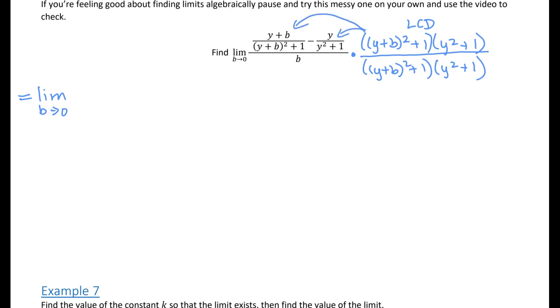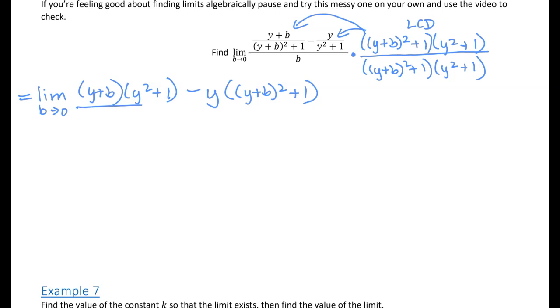When we multiply that first fraction, oh, if I haven't said so, this is algebra we've already been doing in the last couple of sections. So pause and try this one and then come back and see how you do with the algebra challenge. Okay, so as we multiply the first fraction, the y plus b squared plus 1, this entire factor right here, cancels out. We're left with the y plus b from the numerator, and we're left with the y squared plus 1 from the LCD. When we multiply the second fraction, the y squared plus 1 cancels, but we still have the minus, we still have the y from the numerator, and we still have the y plus b squared plus 1 from the LCD.